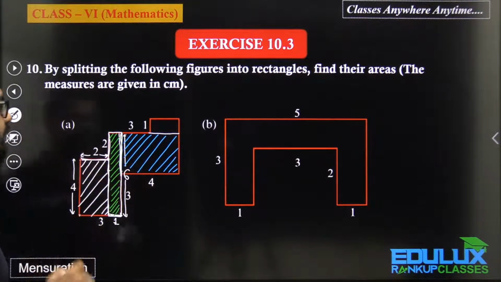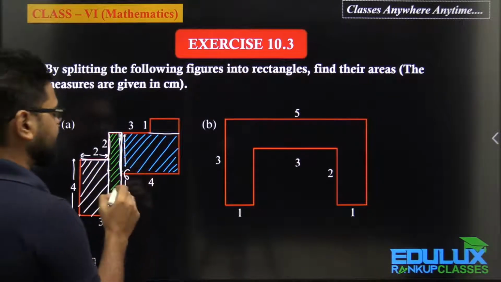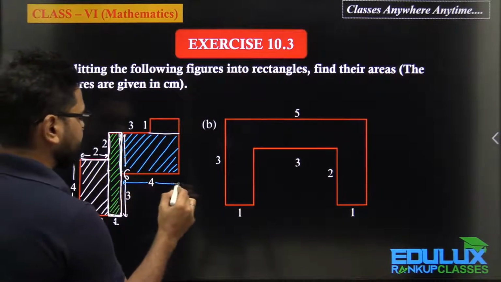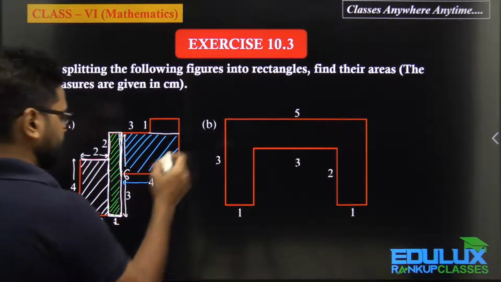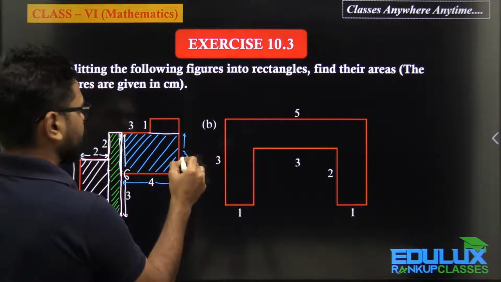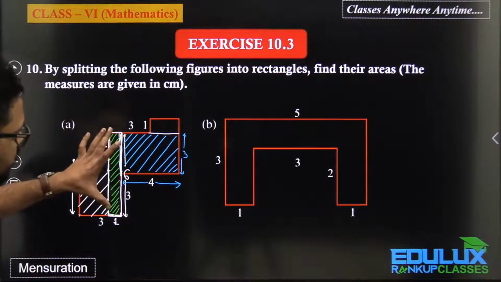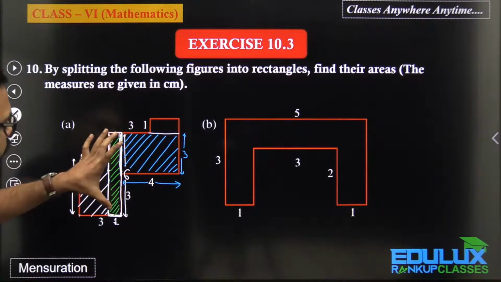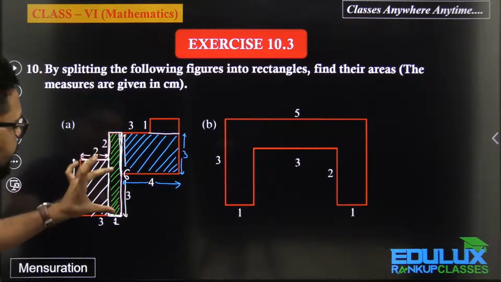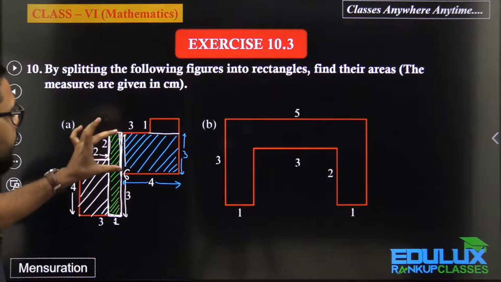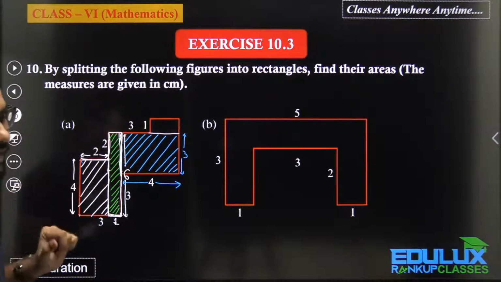We are left with this rectangle, and you can clearly see this dimension is given as 4, and therefore this dimension will be equal to 3. Why 3? You can see here, the total height of this figure from here to here is given as 6, and half of this is 3, then the remaining will be 3. So this is 3 here.